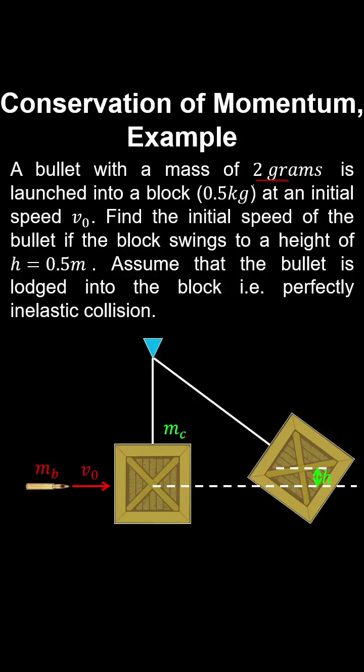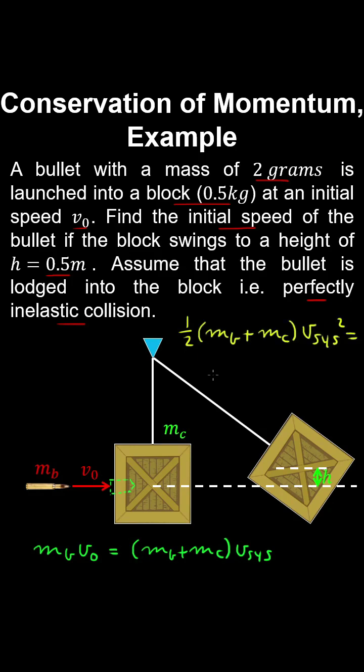A bullet has a mass of 2 grams and is launched into a block weighing half a kilo at an initial speed v0. Find the initial speed of the bullet if the block swings to a height of 0.5 meters, and assume that the bullet is lodged into the block, which is a perfectly inelastic collision. So applying the conservation of momentum in the horizontal direction, the initial momentum of the system is equal to the final momentum of the system where the bullet is lodged into the block or crate. And this combined mass travels at some velocity. And the kinetic energy of this combined mass is as follows. And this kinetic energy is converted into gravitational potential energy.